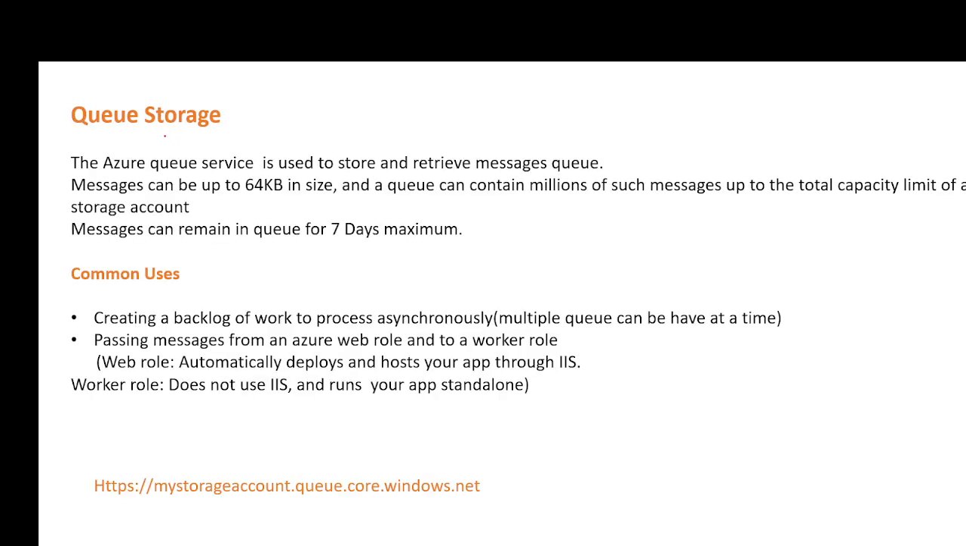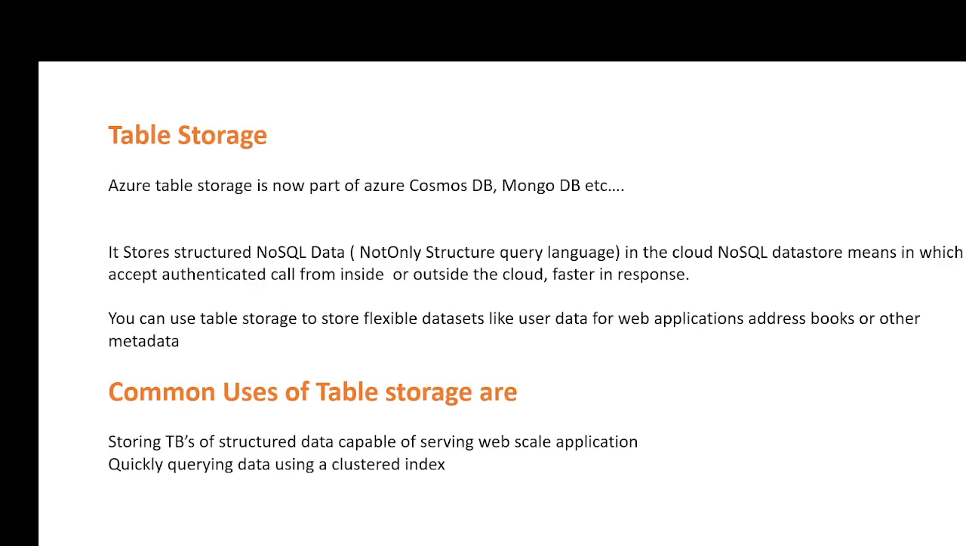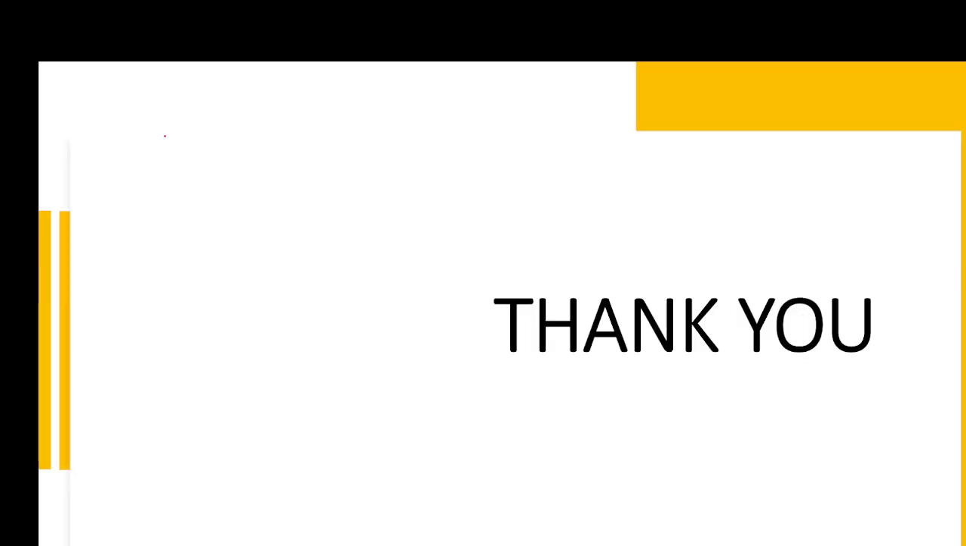Queue storage you already know. It stores queue operational data for a maximum of 7 days, with 64 KB as the capacity. Table storage, I already told you, is a kind of database to store structured data: student information, employee information, or any kind of structured information can be stored in table storage.